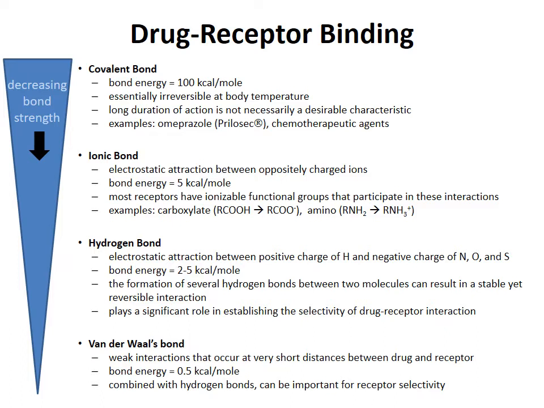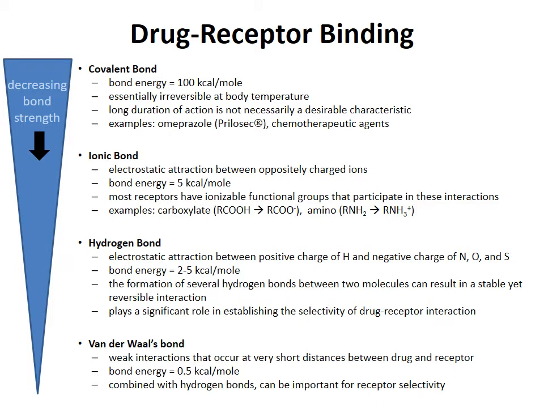And again, most receptors do have ionizable functional groups, and hopefully that makes sense to you, because receptors are made mostly out of amino acids, or proteins, which have many side chains which can be positively or negatively charged. So examples would be carboxylates, which would be negative. That's the most common example. Or an amine, if it's got 4 total bonds, is going to be positively charged.